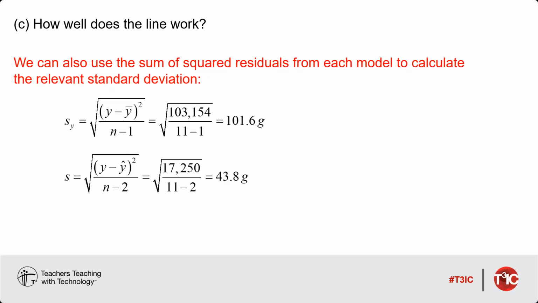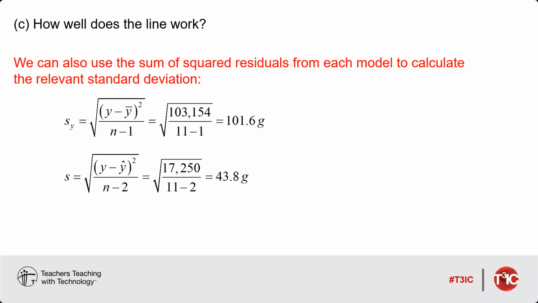But if we use the least squares regression line, we use the sum of the squared residuals from the line, divide by n minus 2, because we had to estimate a slope and an intercept in our calculation, and we get 43.8. So that's a way of thinking about a typical residual. The typical residual has been cut by more than 50% when we were able to use the least squares line. So that's another way to think about how well the line works.